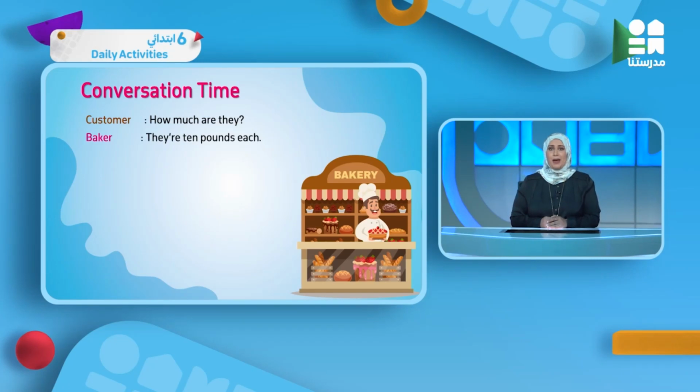They are 10 pounds each. When I say each, what does that mean? Does it mean one or more than one? Yes, of course, it means one. Each means الوحدة. So they are 10 pounds each means سعر الوحدة 10 جنيه.